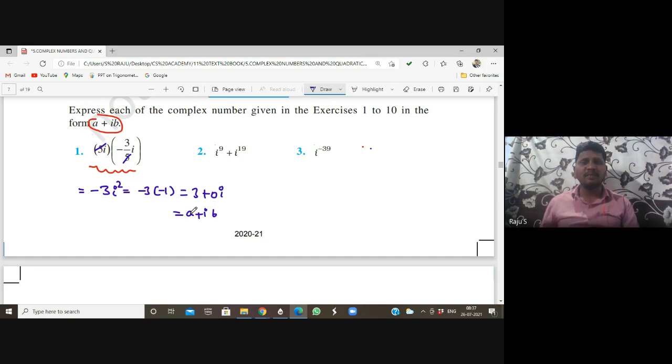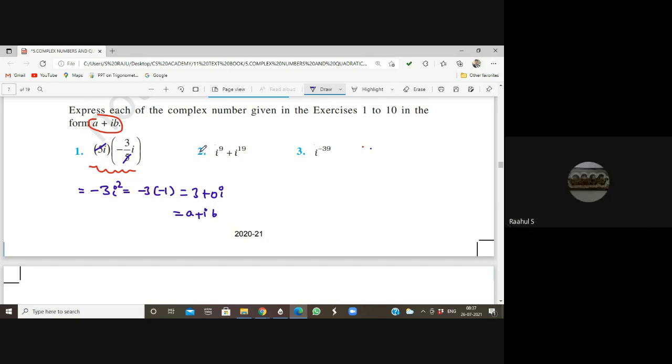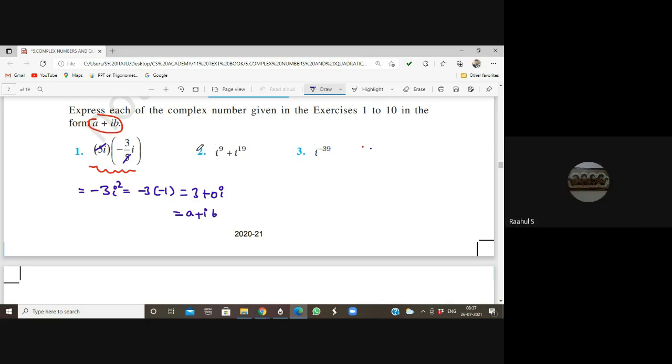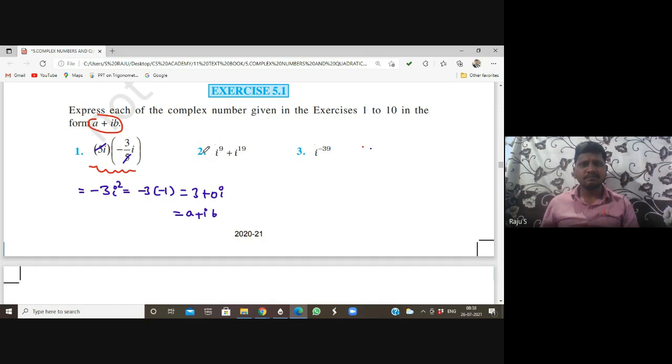Clear? It is in the form of a plus ib. Sir, should we take the real part and imaginary part and write the answer separately? Your wish, okay, sir. Because here they give an imaginary part, but multiplication is there.